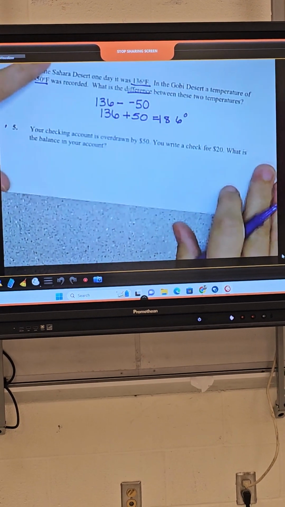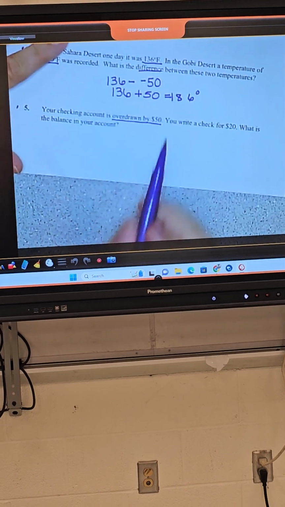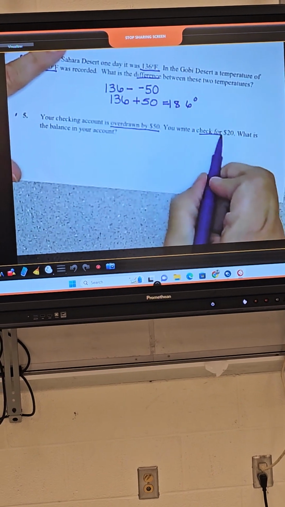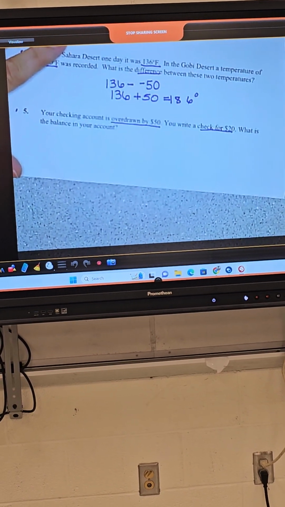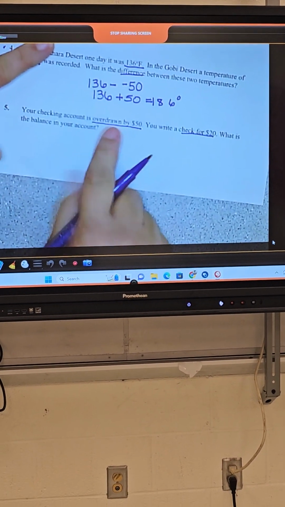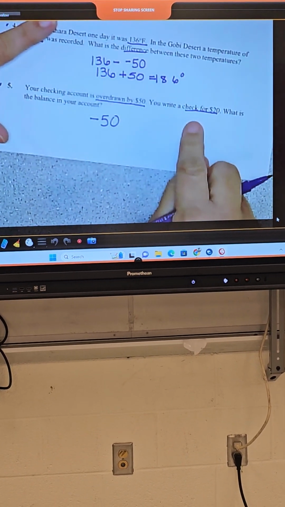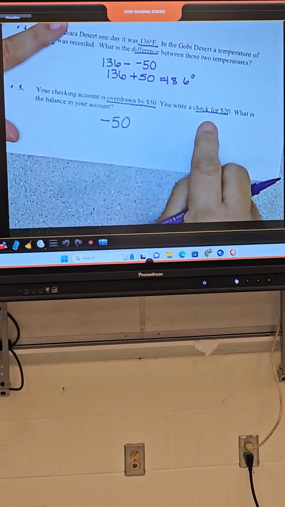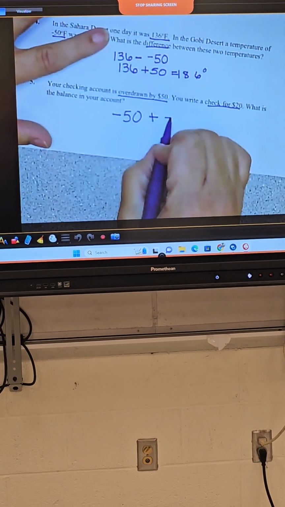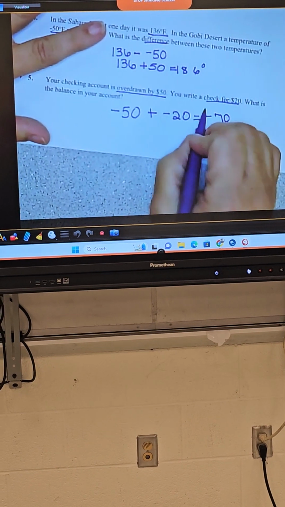The last example we have here is about a checking account. Your checking account is overdrawn by $50, and we talk about what overdrawn means. You write a check for $20, and then what is the balance in your account? Well, if you are overdrawn in your account, that means you are in the negative when it comes to money. So that is a negative $50. Then when you write a check, that is also considered a negative because it's coming out of your account. So we're going to add another negative 20 to that, leaving us with a negative $70 balance in our account.